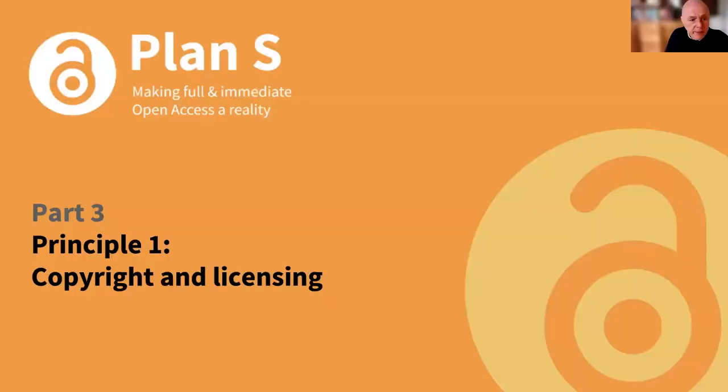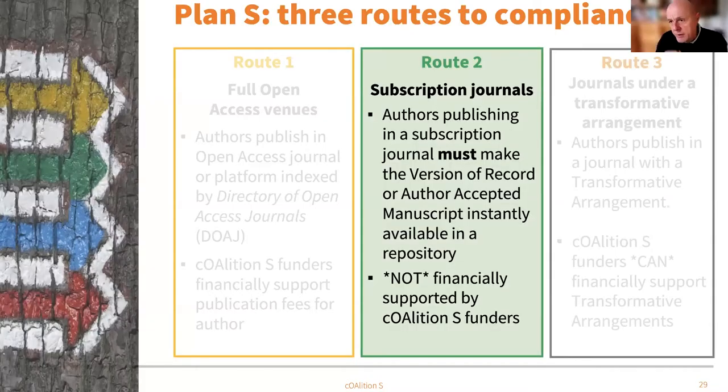Yes, I will be talking about that a little bit. About rights retention strategy. As you probably know, Coalition S has three routes to compliance. Route number one is gold and diamond open access journals, and funders may pay for those. The third route is the journals that are under transformative agreements. Those are journals being paid for by the libraries in transformative deals, read and publish deals that allow authors who are part of that library consortium to publish for free because the library has already paid for it.